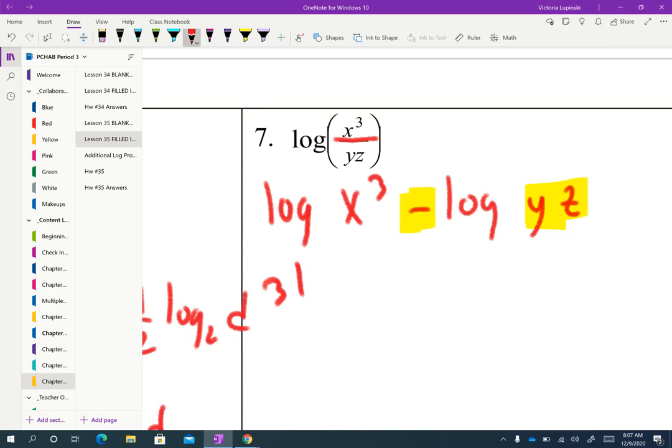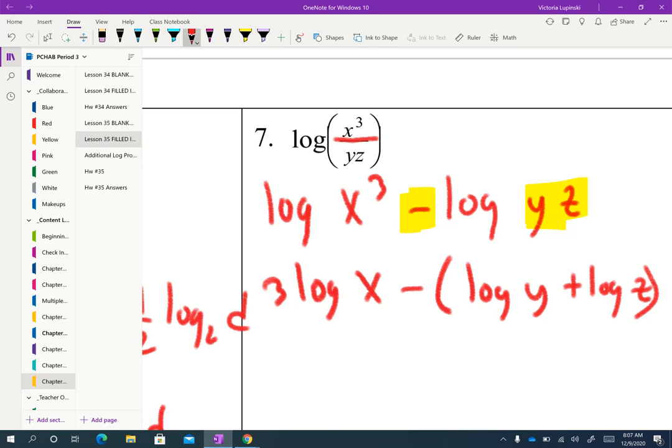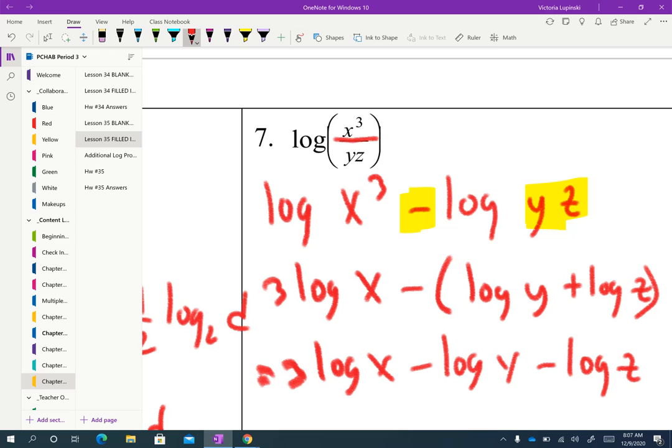So this becomes 3 log x, and then minus, I'm going to break y times z into log y plus log z. And then in my final step, I'm going to distribute. So I'm going to get 3 log x minus log y, and then minus log z. And again, that's because I have to take this subtraction and distribute it to both of these quantities, which ultimately gives me my answer as such.